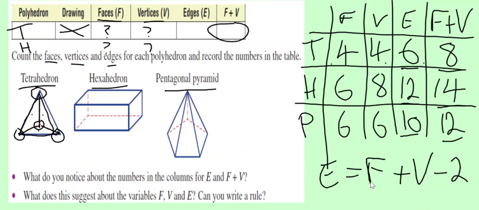If you're missing the faces, and you still have the edges and vertices, you can manipulate and rewrite this equation a little bit and calculate the number of faces and so on. Alright, okay, so that's Euler's rule. That's basically all it is.